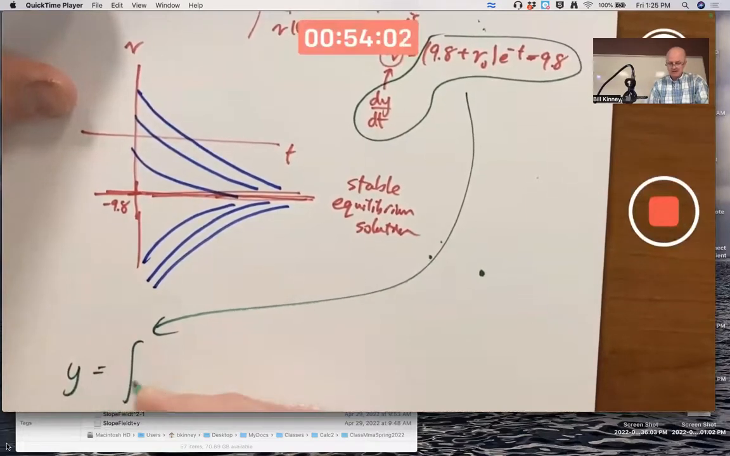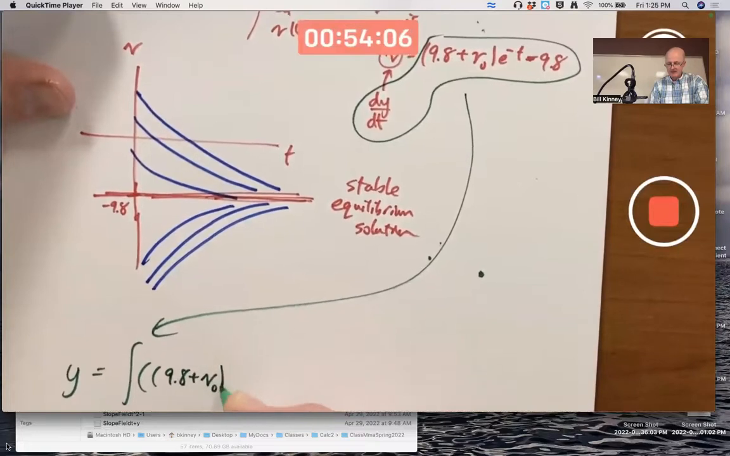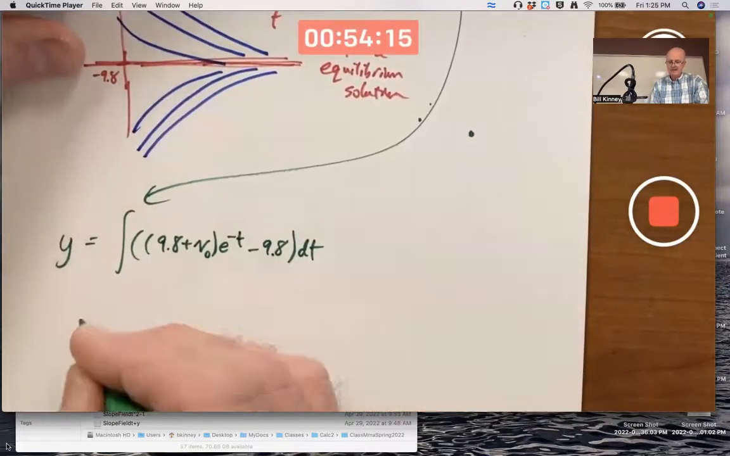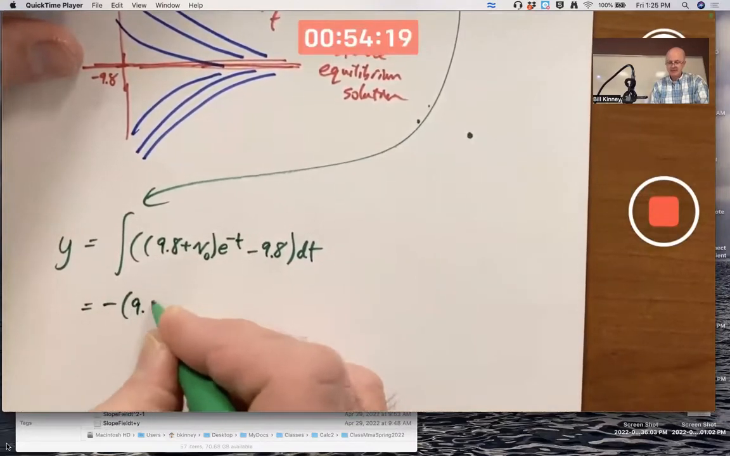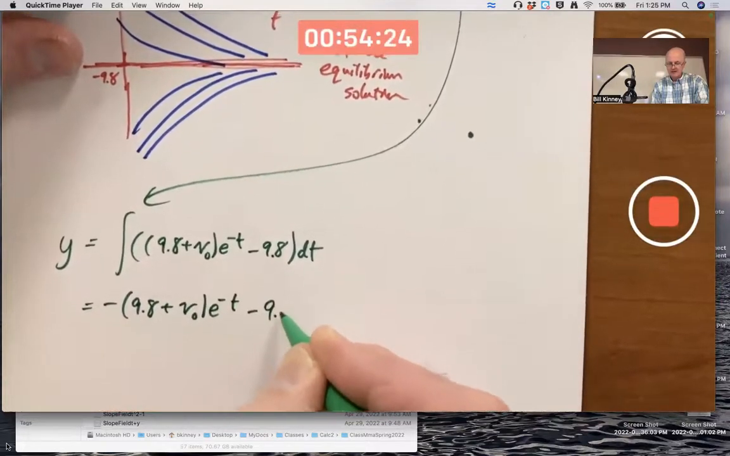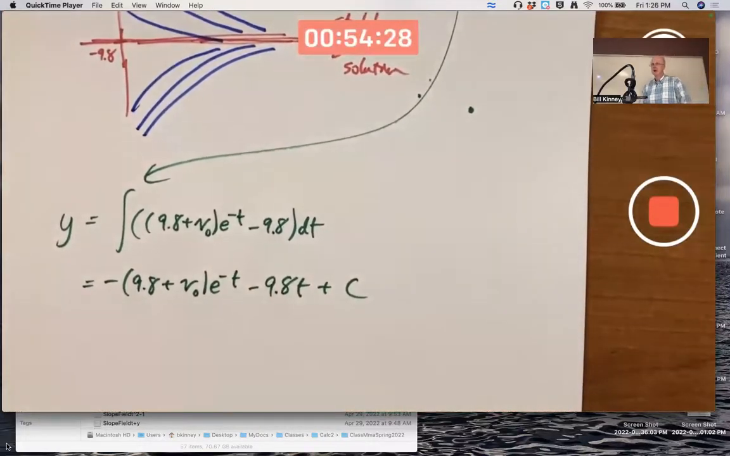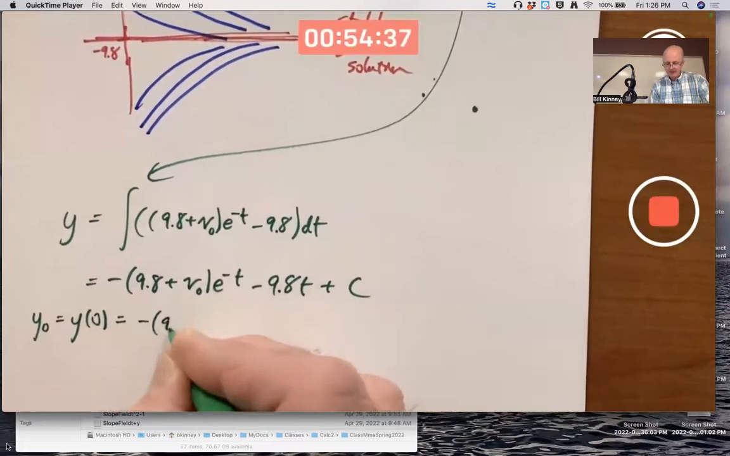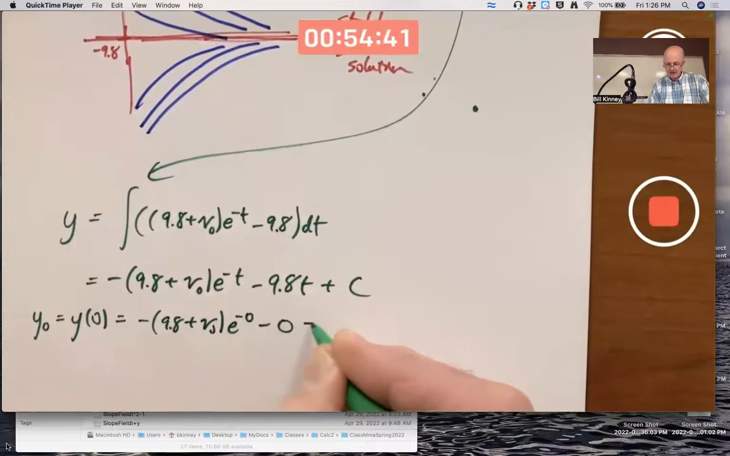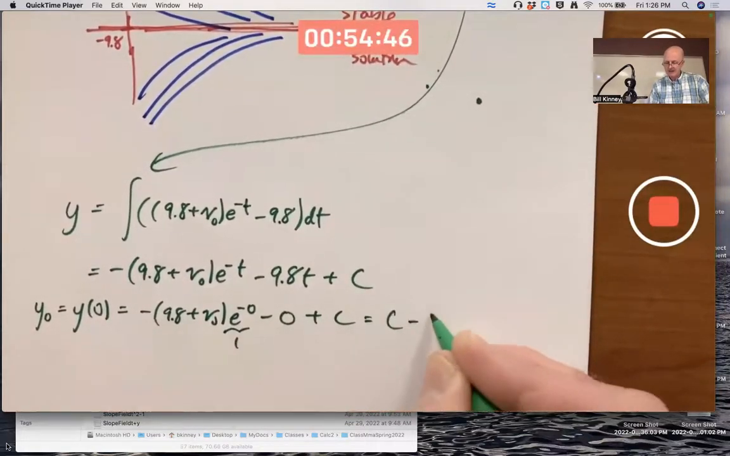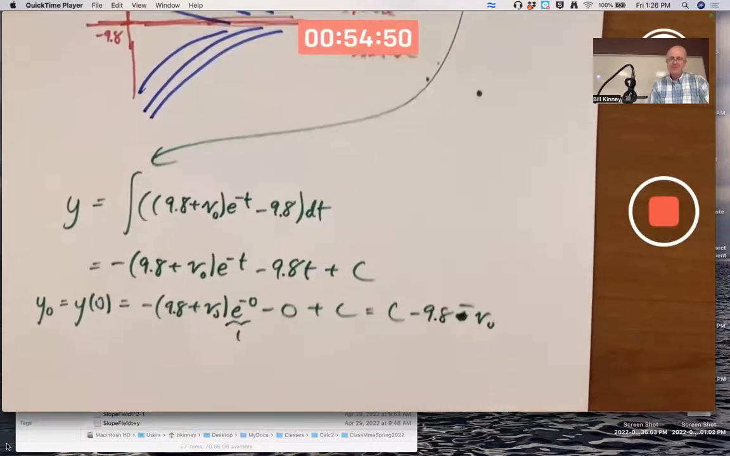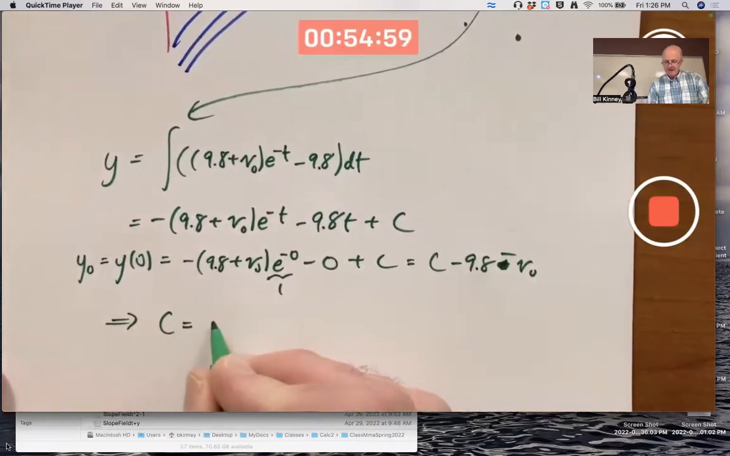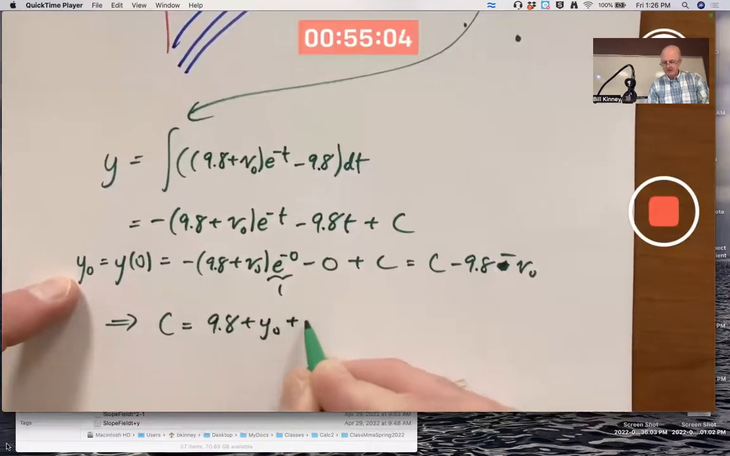Y is going to be the integral of, in parentheses, 9.8 plus v naught times e to the negative t minus 9.8. Integrate that with respect to time. Looks harder than it is. It's a fairly easy integral to do. There's how it would turn out. Use the initial height to figure out C. This all simplifies to C minus 9.8 plus V naught, or excuse me, minus V naught. Solve for C by just adding 9.8 to both sides and adding V naught to both sides. C is going to be 9.8 plus, don't forget the Y naught here, Y naught plus V naught.